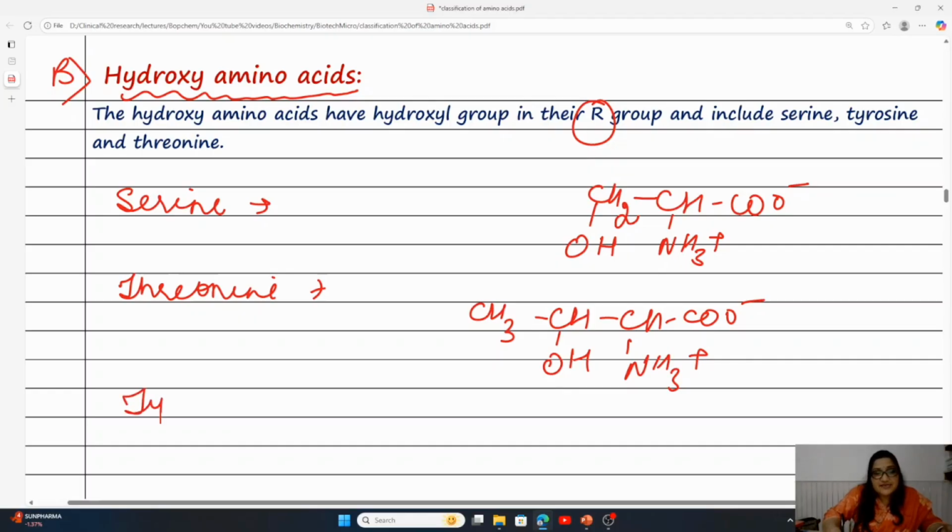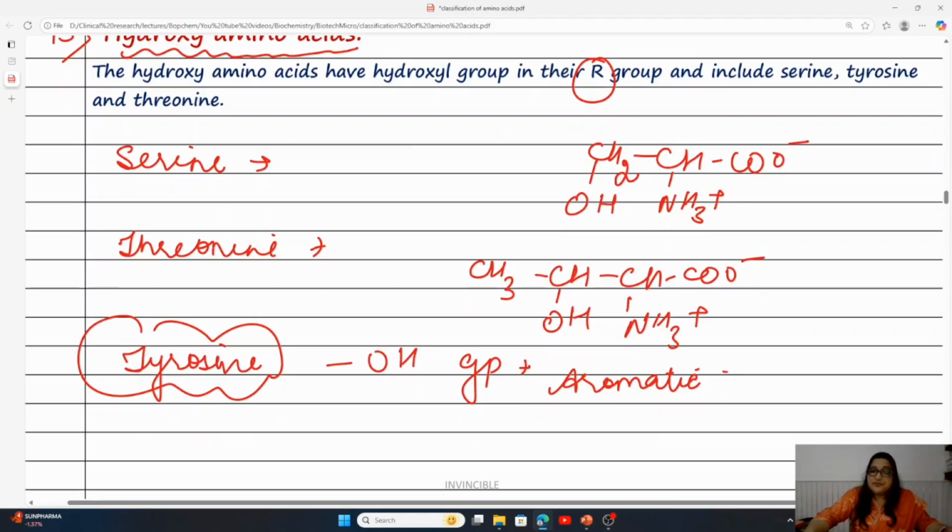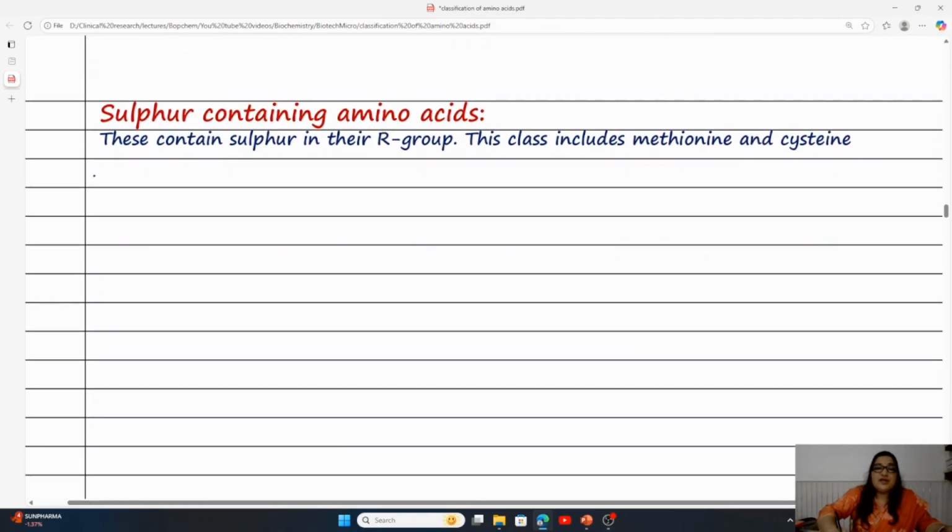Next amino acid is tyrosine. Apart from the OH group, the tyrosine amino acid is aromatic in nature. So we will be covering this amino acid under aromatic amino acids. All right, so next are the sulfur containing amino acids.